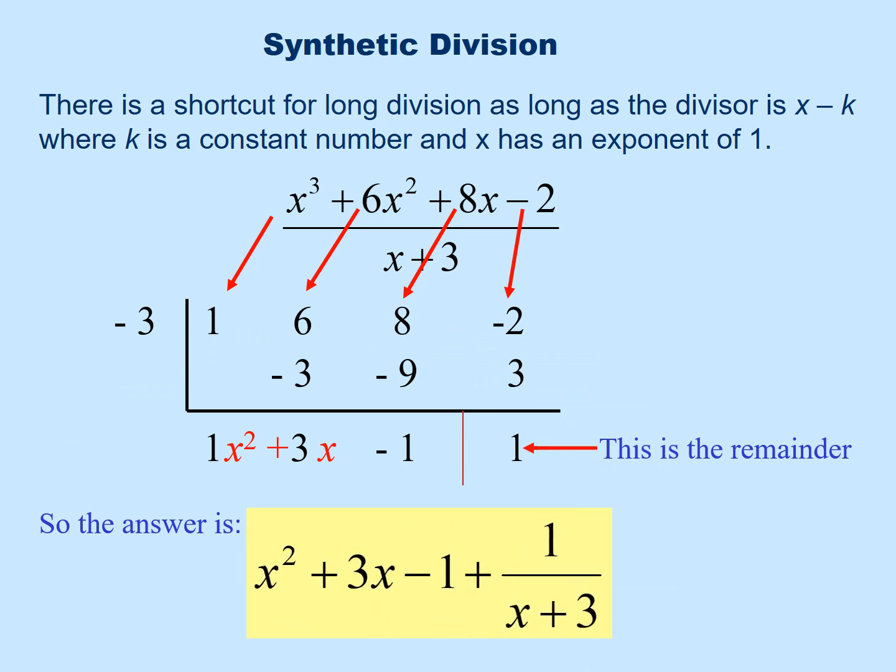So how do we write our final answer? It's going to be x squared plus 3x minus 1 plus, remember how to write the remainder. You put the 1 divided by the divisor, which is x plus 3. As you can see, class, in our final answer we have here x squared. What's the coefficient for x squared? It's 1. What's the coefficient of our 3x? It's 3. And we have here the constant negative 1. Basically we just have to put these variables beside the coefficients.